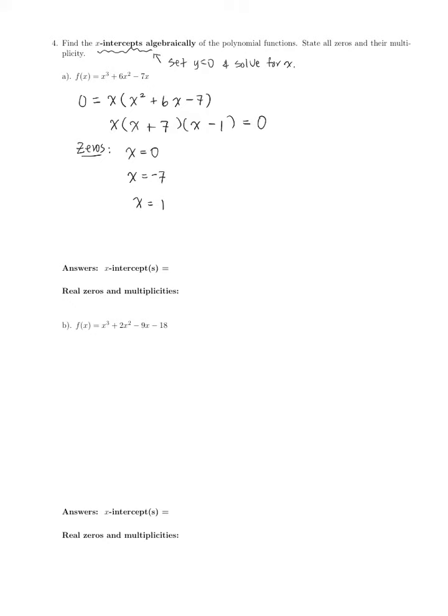All right, now let's look at the multiplicity. For the multiplicity, look at the exponents on each of the parentheses. Above the parentheses, that's all ones. So here you're going to have multiplicity equal to 1, and same thing for that. Because x is the same thing as x minus 0. So if you really wanted to look at it, this is x minus 0 to the first, x plus 7 to the first, and then x minus 1 to the first, equal to 0. So all the multiplicities are 1.